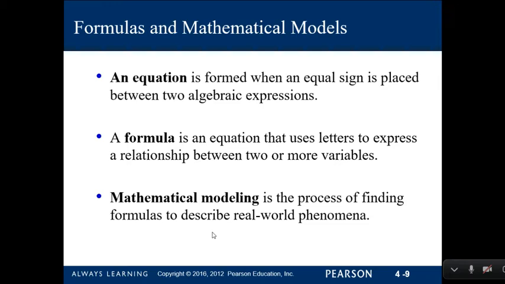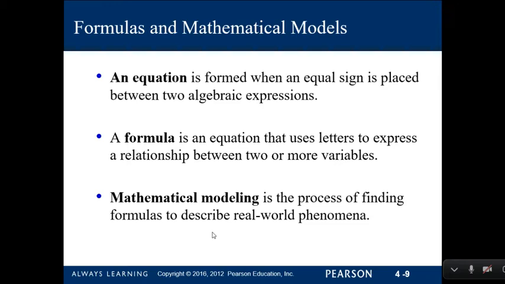A formula is an equation that uses letters to express a relationship between two or more variables. So when we're talking about a formula, we could be talking about the area of a circle. What's the formula for area of a circle? A equals pi r squared. Or the area of a rectangle, length times width, L times W. That's a formula, which uses variables, but it is a little bit different than an equation, which is what we're usually going to look for to solve.